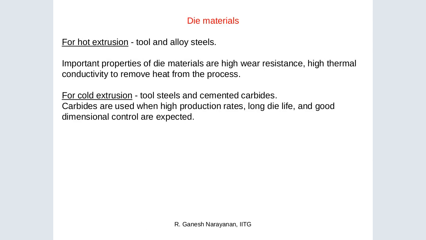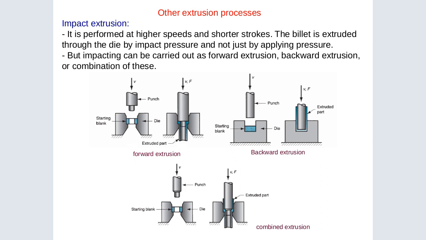So those are the calculations. And then materials: for hot extrusion, we have tool and alloy steels. The important properties of die materials are high wear resistance and high thermal conductivity to remove the heat from the process. For cold extrusion, we have tool steel and cemented carbides. Carbides are used when high production rates, long die life and good dimensional control are expected. Other extrusion processes include impact extrusion.